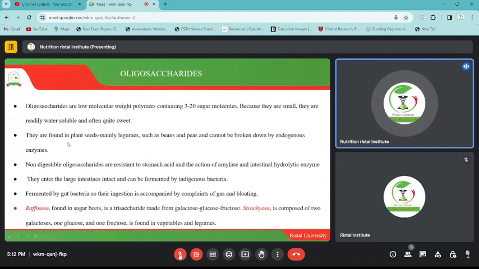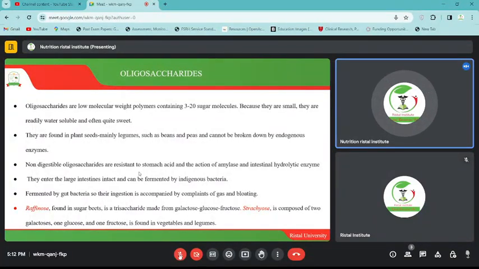They are found in plant seeds, mainly legumes, which include beans, peas, and groundnuts. They cannot be broken down by our endogenous enzymes, meaning the enzymes in your digestive system cannot break them down. The non-digestible oligosaccharides are resistant to stomach acid, so this acid itself cannot help in their hydrolysis, and the action of amylase or intestinal hydrolytic enzymes cannot help in breaking them down to any extent.